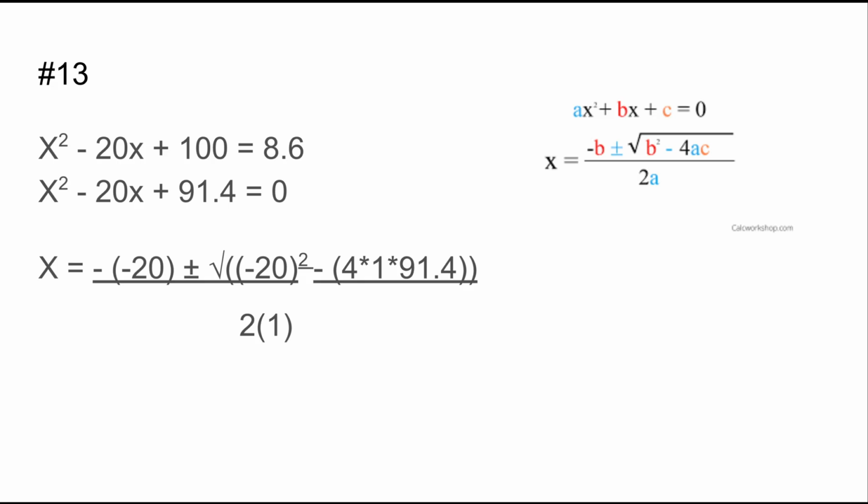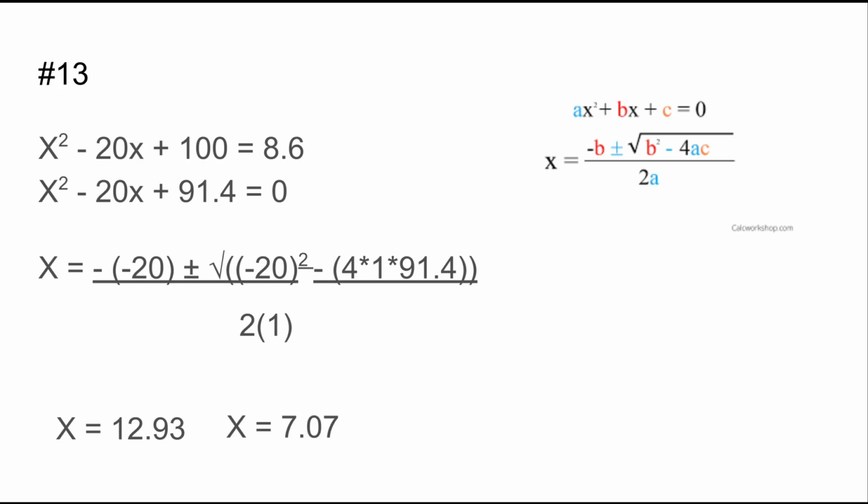Negative B squared, so not B squared, the opposite of B. So negative 20 plus the square root of negative 20 squared minus 4 times 1 times 91.4, enter, divided by 2 equals 12.93. Let's solve it again with subtracting. Negative 20 minus the square root of negative 20 squared minus 4 times 1 times 91.4 equals, divided by 2.